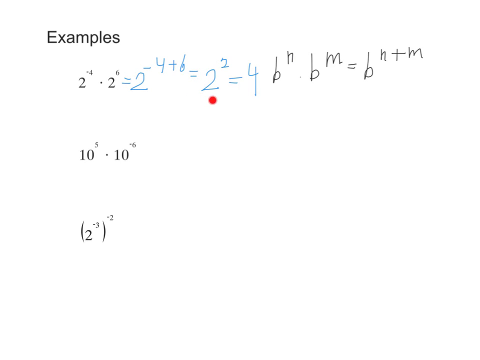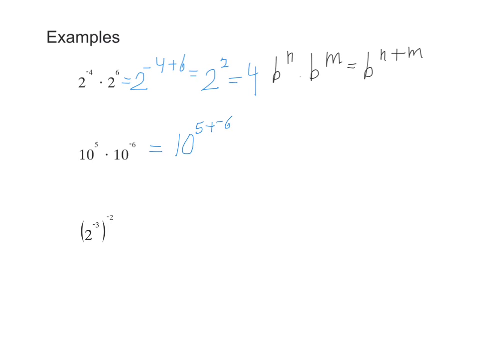So we do not change the base. That b remains the same, just the exponent changes. The second one is just like that. Like bases, I'm going to keep the 10, but then add the exponents.